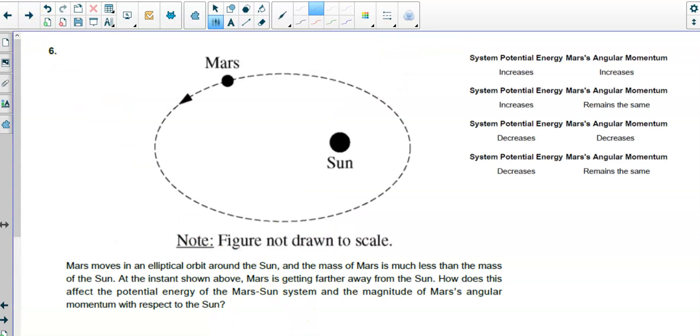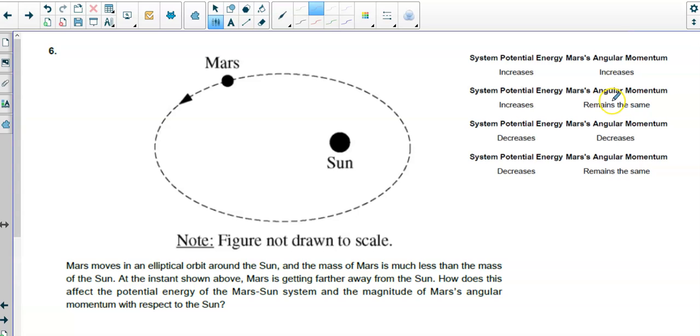Mars moves in an elliptical orbit about the Sun, and the mass of Mars is much less than the mass of the Sun. At the instant shown above, Mars is getting farther away from the Sun. How does this affect the potential energy of the Mars-Sun system and the magnitude of Mars's angular momentum with respect to the Sun? So first of all, angular momentum is not going to change because for the system, all the forces are internal, so the angular momentum is not going to change.